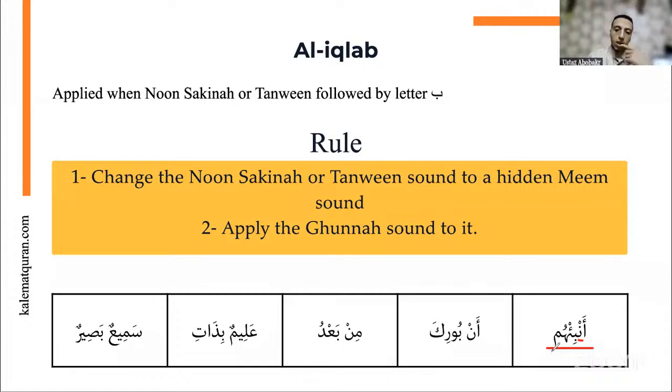Bihum. If I'm saying a normal noon, I'll be keeping my two lips opened. But because I'm making this a meme, you can see while I'm saying this noon, I'm making my two lips closed so I can make the hidden meme sound. So I say bihum. Let's look at this one. Same thing. Noon sakina followed by ba. We make this noon a hidden meme. Burika. Same example right here. من بعد.